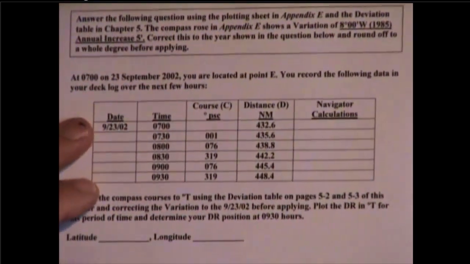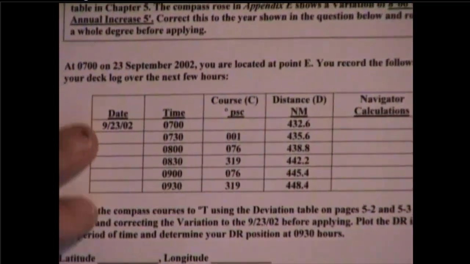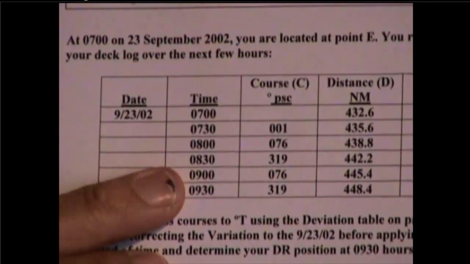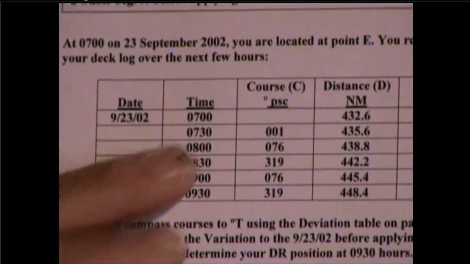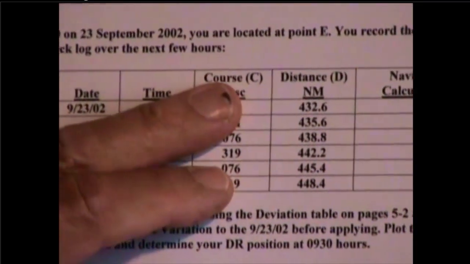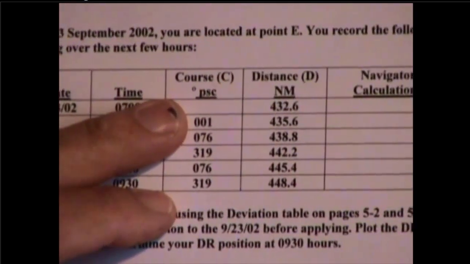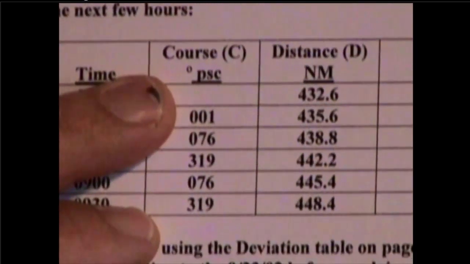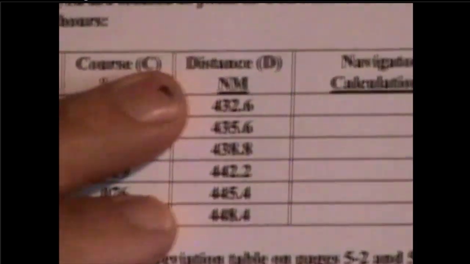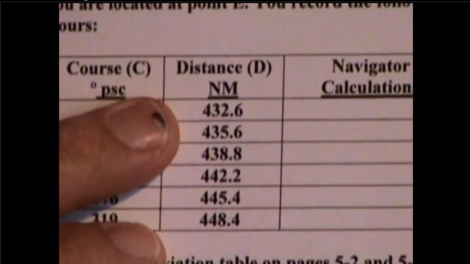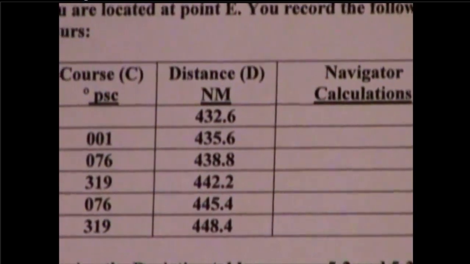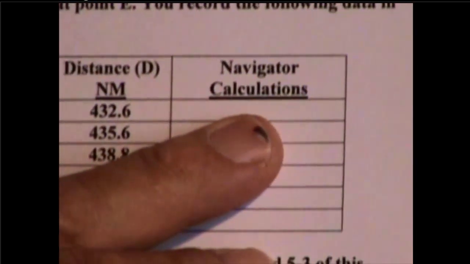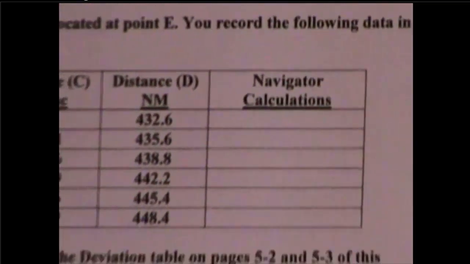And notice that in the logbook, here's the date, September 23rd, 02, and these are the times, every half hour. And then under this column is course steered, and this is PSC, per ship's compass. The next column is distance log reading at that time, and then this last column is for navigator calculations, and we'll go through this in detail.